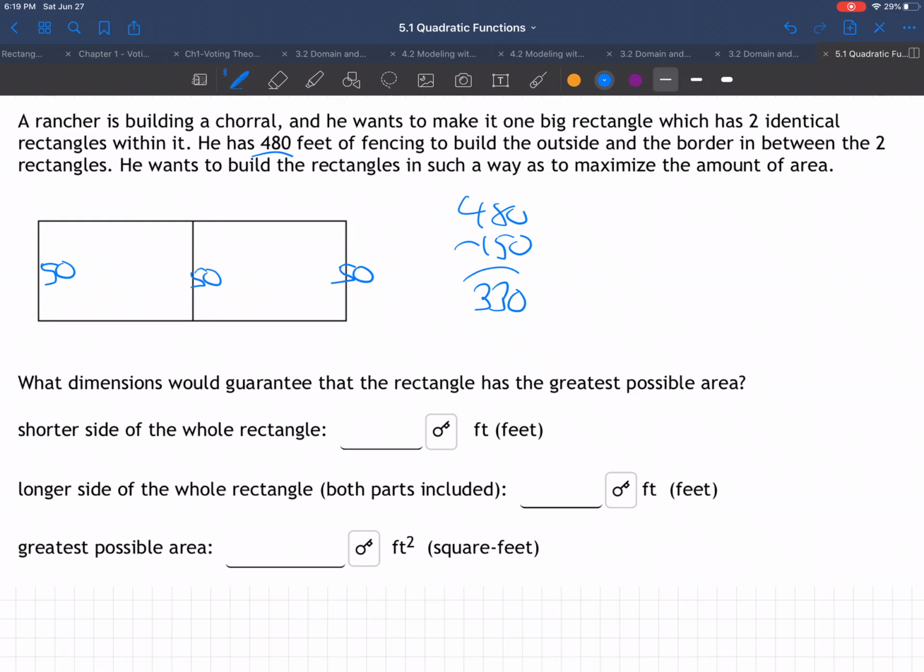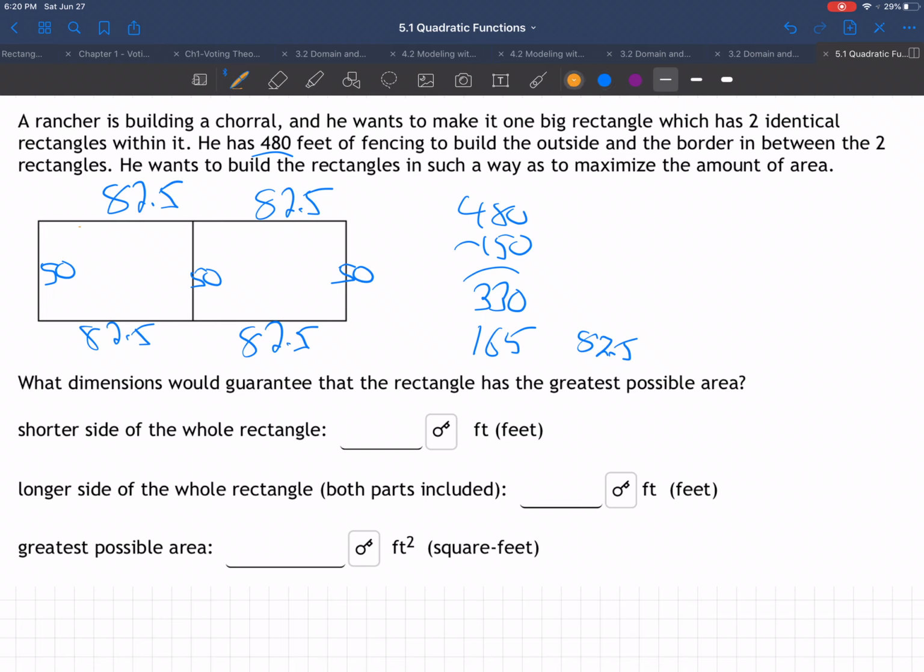Divided by 2, 150, 165. I kind of blew it. Well, actually, I could do it. It'd be 150 and 165, and half of that would be 82.5. So basically, if you made these 82.5, all 4 of these, if you add all that up, that will be 480 feet, I think. Yeah, I think it is. So that's one way you could build it. Now, how much space will that give you?